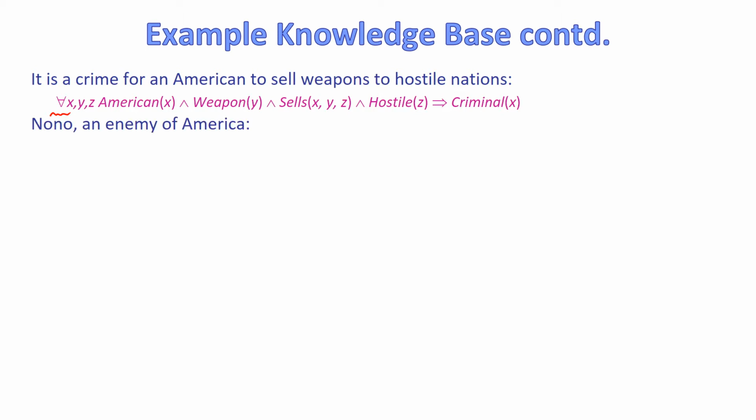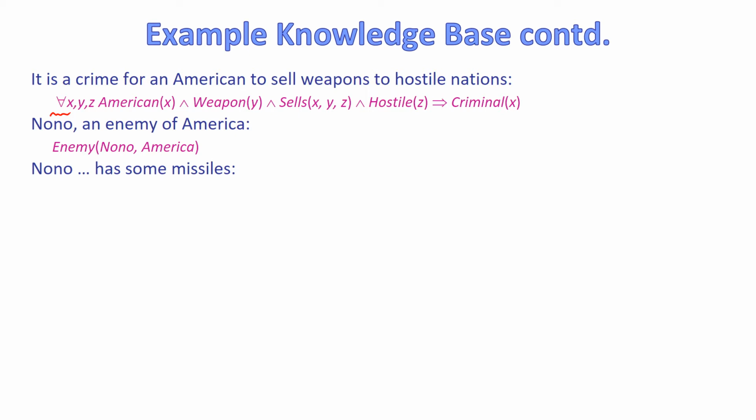Another one: Nono is an enemy of America. That's very simple, so we don't need to make it an implication here. It's just a predicate that says that Nono is an enemy of America. Third one: Nono has some missiles. So actually we are going through the sentences in the knowledge base that we saw in the previous example.